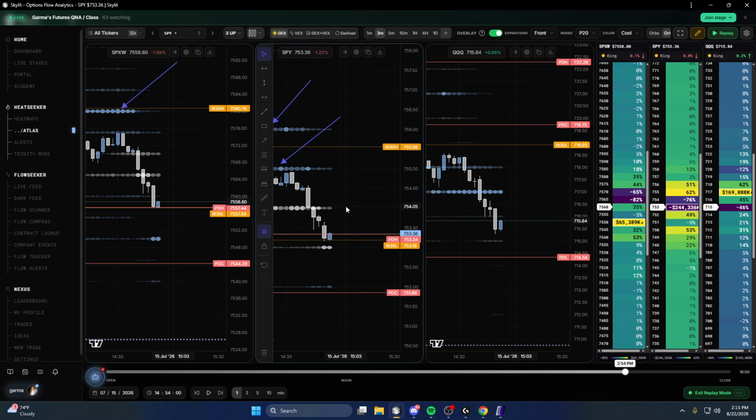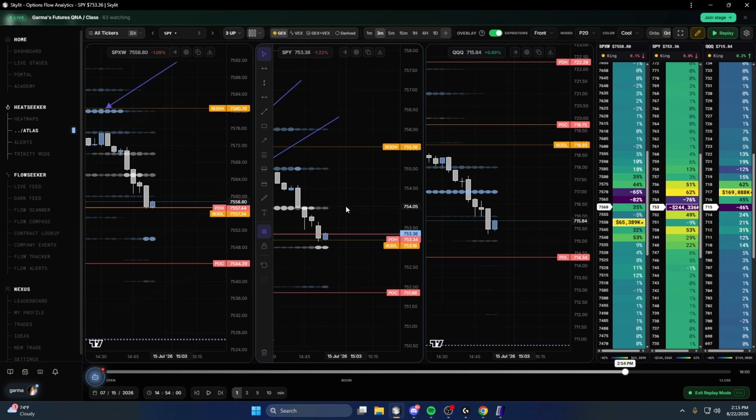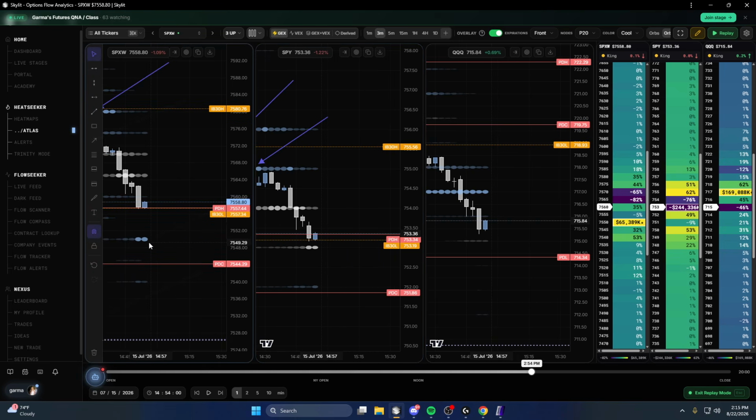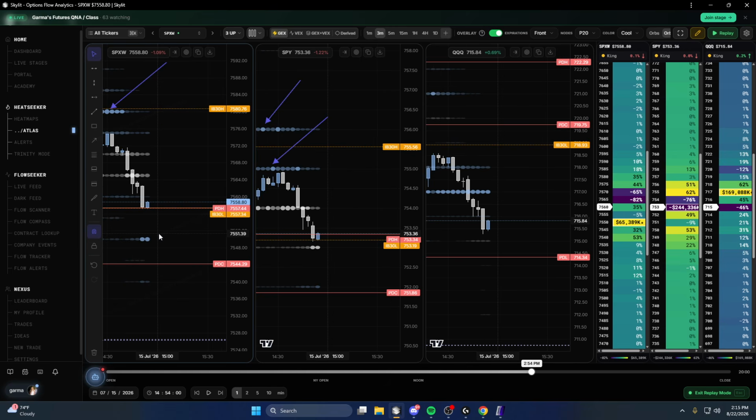On SPY, they're setting up a reverse rug here. So 752, they're setting up another reverse rug into the close. They're putting the 7550 here on SPX. So you could probably literally look for another V-band reversal, believe it or not.